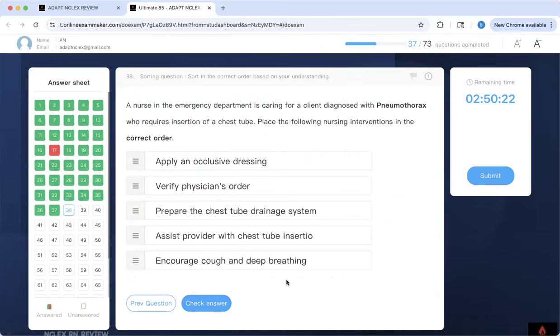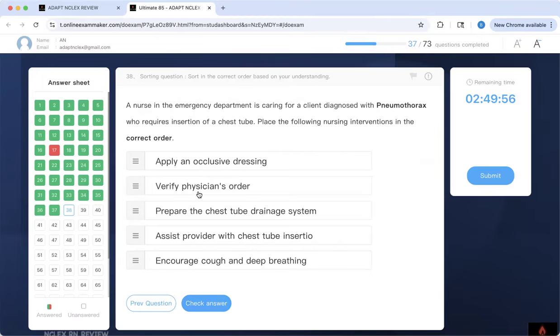And next is an emergency department caring for a client diagnosed with pneumothorax, who requires insertion of a chest tube. Place the following nursing interventions in order. If the doctor needs to place a chest tube, how are you going to help the doctor? That's all. What do you think?